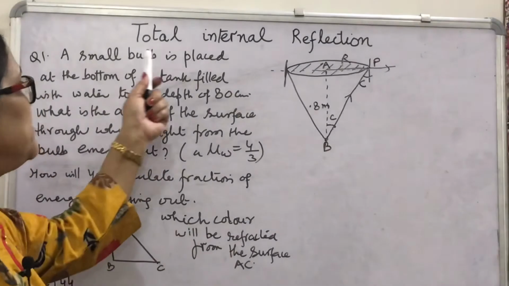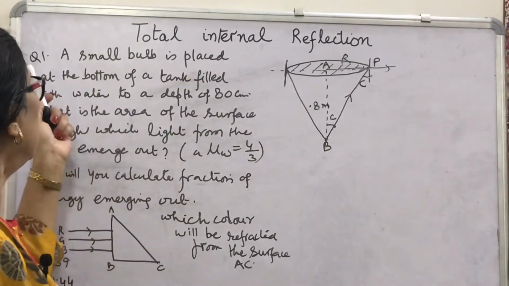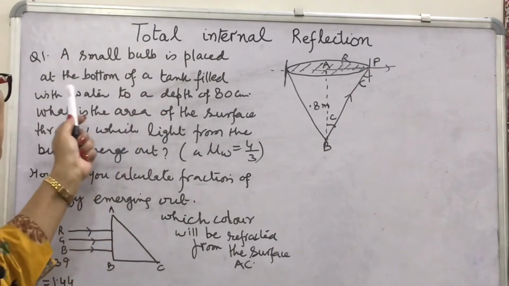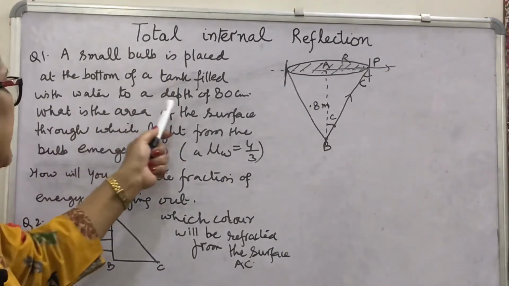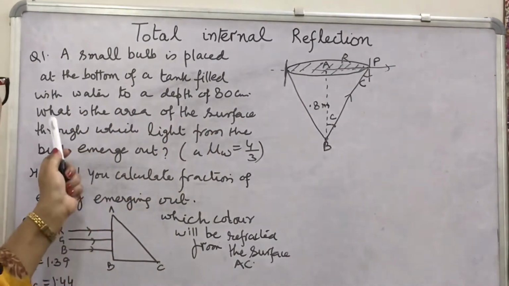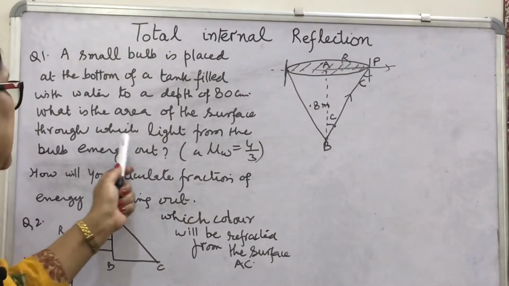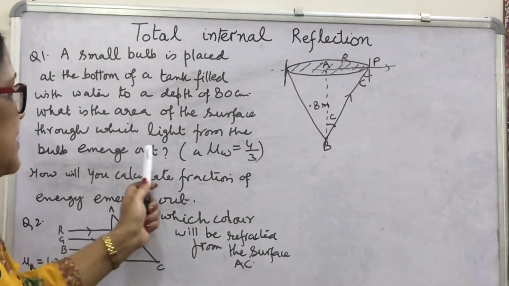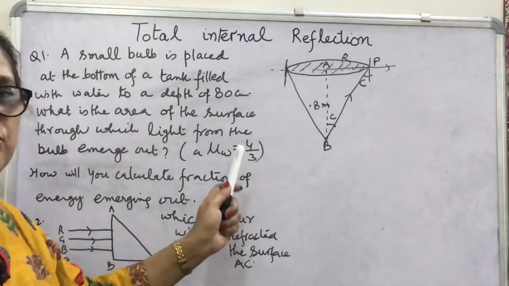See the question based on total internal reflection. The first question says: a small bulb is placed at the bottom of a tank filled with water to a depth of 80 centimeters. What is the area of the surface through which light from the bulb emerges out? Refractive index of water is 4/3.